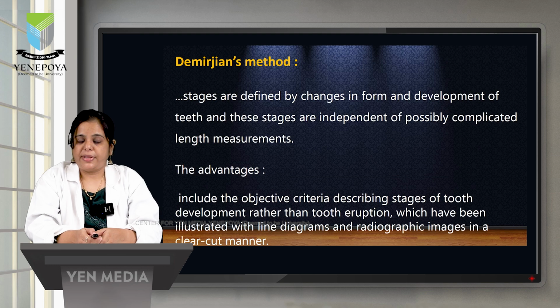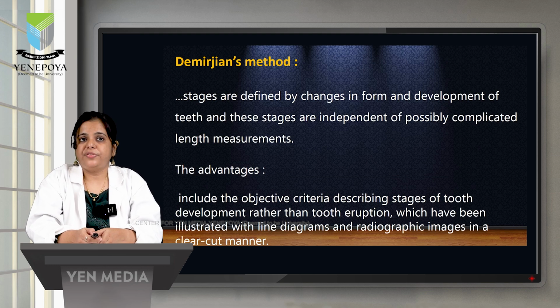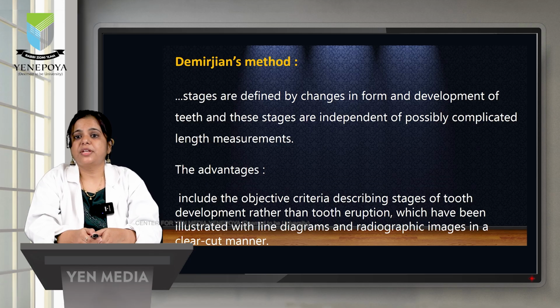Moving on to Demirjian's method. Stages are defined by changes in form and development of the teeth, and these stages are independent of the possibly complicated length measurements. The advantages of this method are, it includes the objective criteria describing the stages of tooth development rather than tooth eruption, which have been illustrated with line diagrams and radiographic images in a very clear-cut manner.